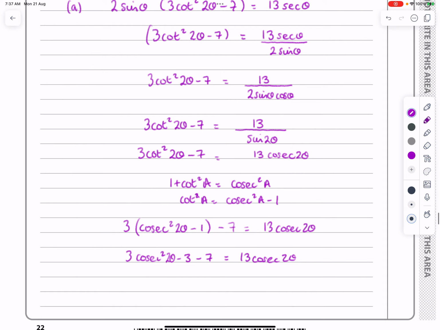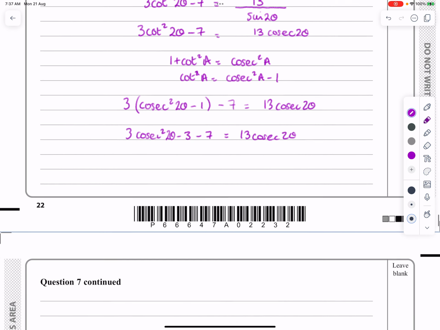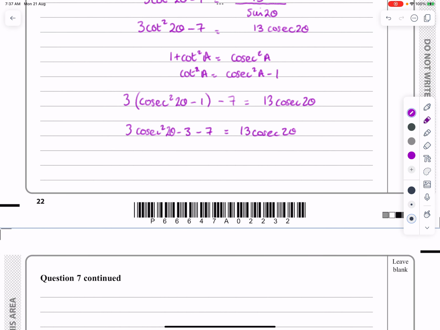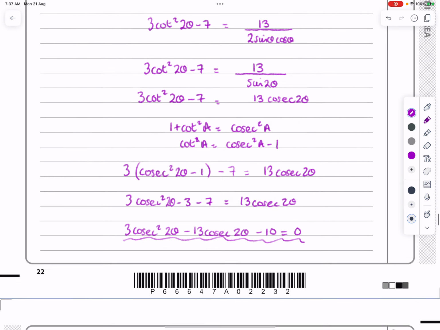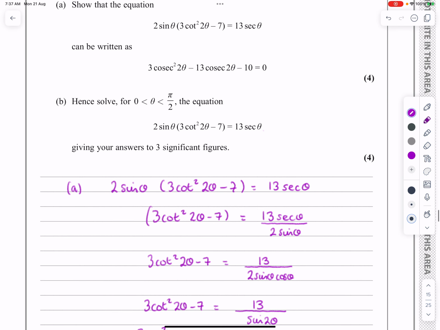Just check I haven't done that anywhere else as we're going through it. No, it all looks okay so far. I don't necessarily take a mark off for that, but just be careful anyway. So we've got 3 cosec squared 2 theta minus 13 cosec 2 theta minus 10 equals 0. Fingers crossed. When we go back, that's what I was trying to get up there. So that's part A done.